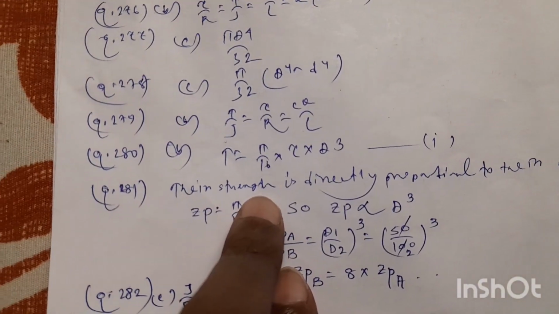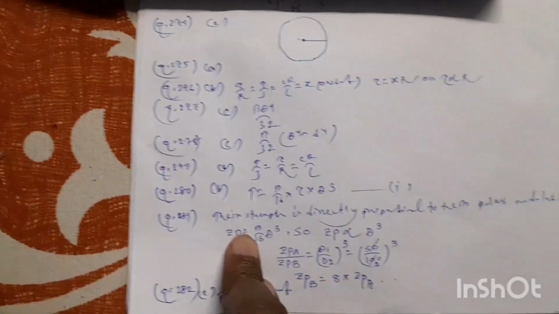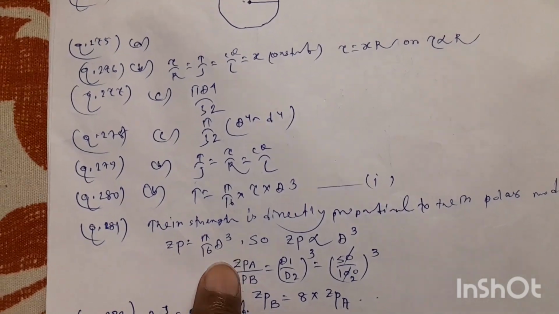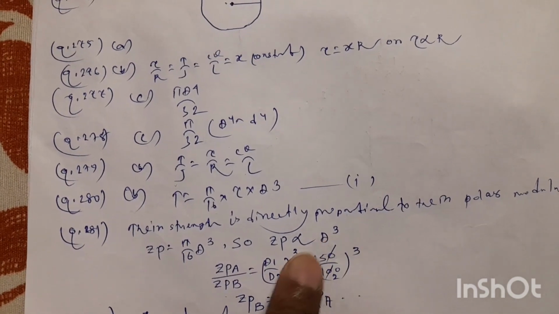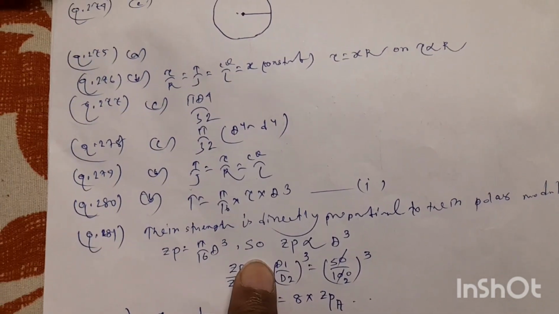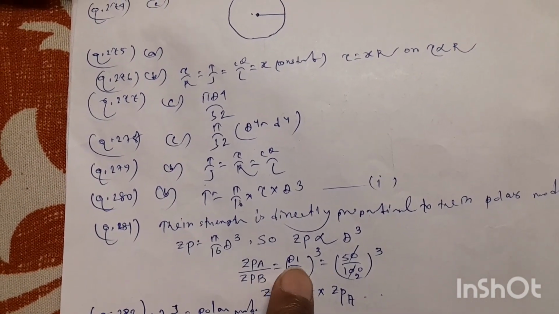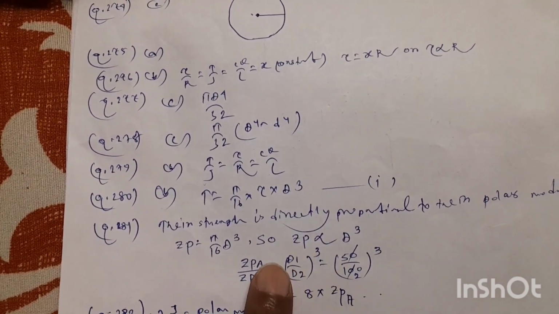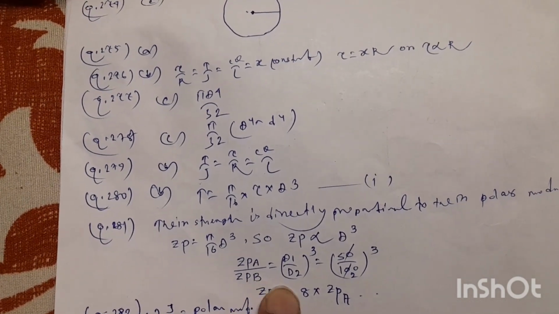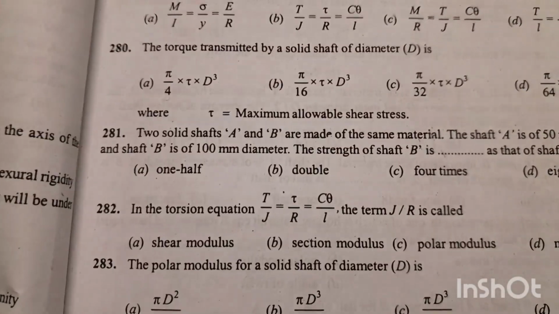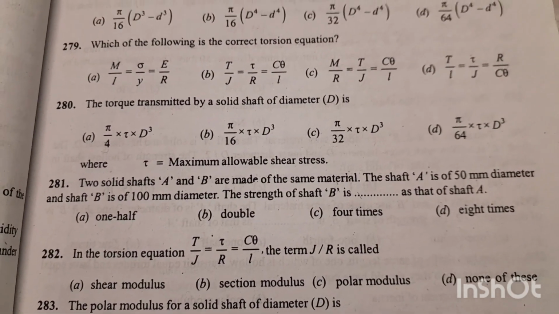As the two shafts are made of the same material, their strength is directly proportional to their polar modulus. Polar modulus Zp is equal to pi by 16 into d cube, and we can write Zp varies as d cube. So we can also write Zp for the shaft A divided by Zp for the shaft B, which is also equal to d1 divided by d2 to the whole cube. And if we calculate the value, Zpb will be equal to 8 into Zpa. For question number 281, option number D is the correct answer. The strength of the shaft B is 8 times as that of the shaft A.